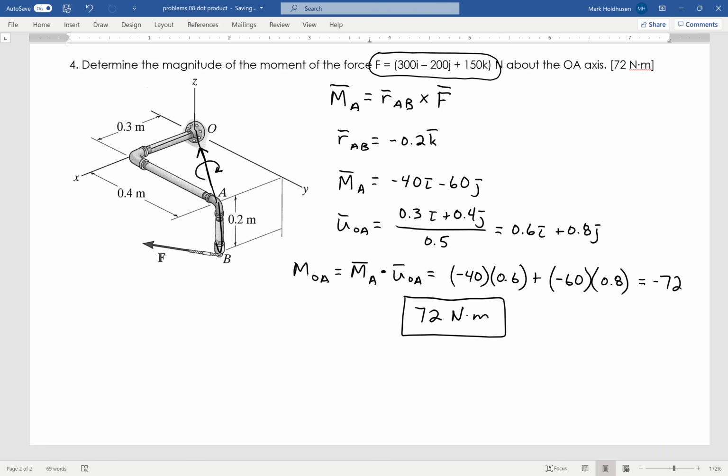So again, to find how much of that moment is about a specific axis, I first find a moment from anywhere along the axis to anywhere along the force, and then dot that with the unit vector in the axis of interest to find how much of that moment is in the specified direction.